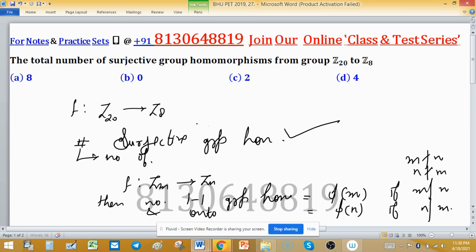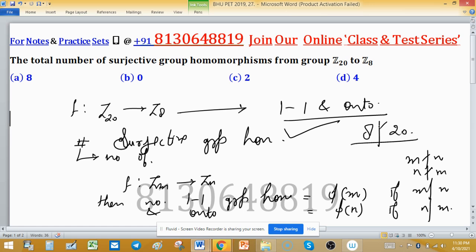This is the basic concept. So we are seeking a surjective group homomorphism. It means that it should be one-one and onto. It means that there is no onto group homomorphism because 8 doesn't divide 20, so there is no onto group homomorphism. It means no surjective group homomorphism. So the answer is mathematically option B.